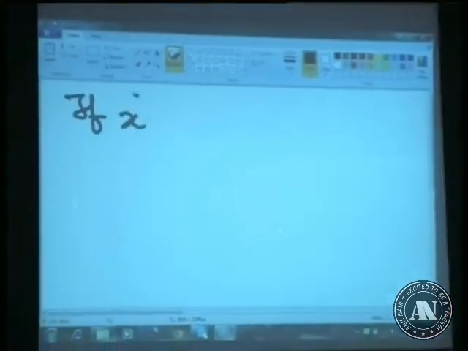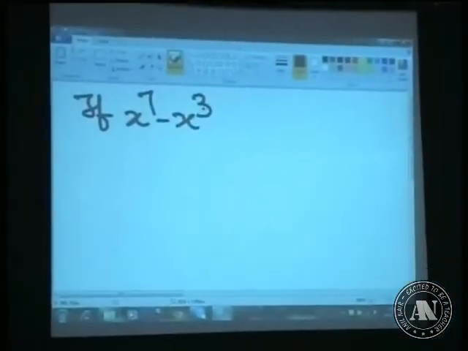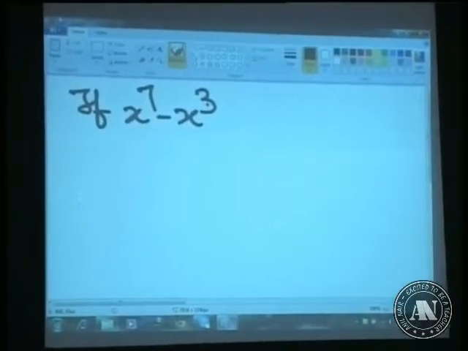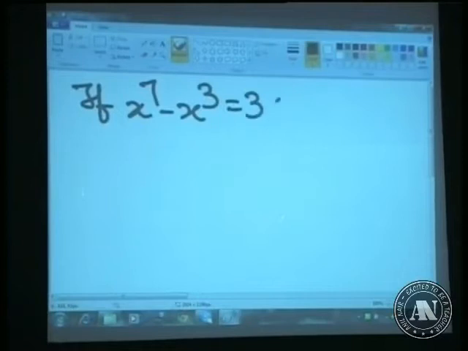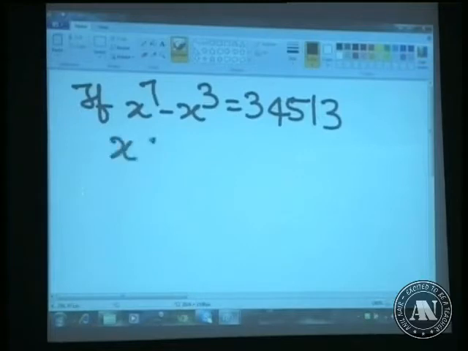See here, in x power 7 minus x power 3, we are discussing a number 3. Most of the students will not understand the importance of number 3. Why the faculty is discussing even numbers, odd numbers, all these concepts, you will understand it. See here, x power 7 minus x power 3 is 34513.